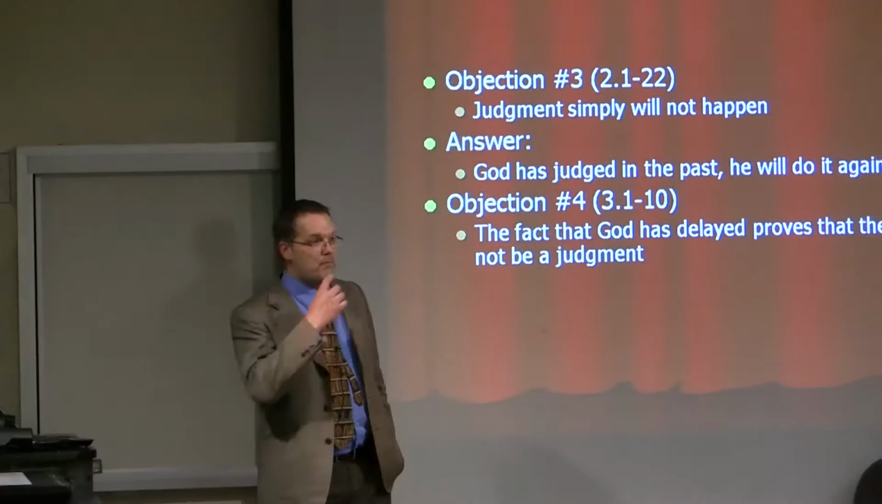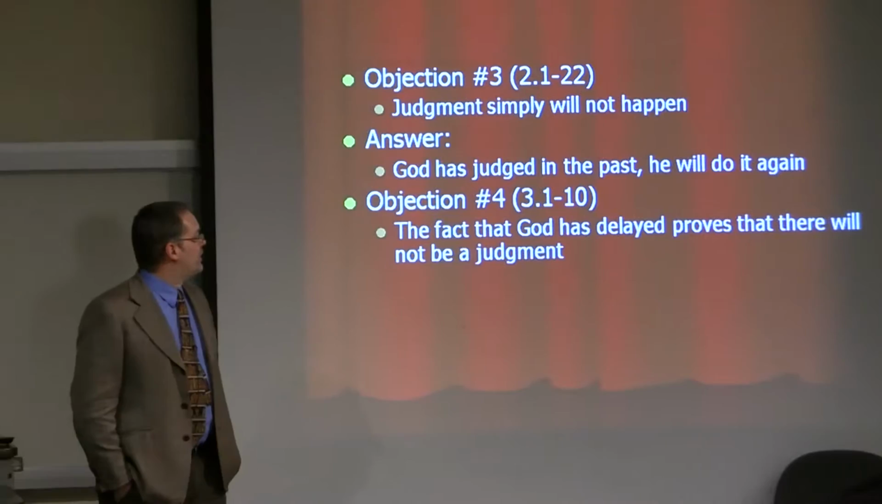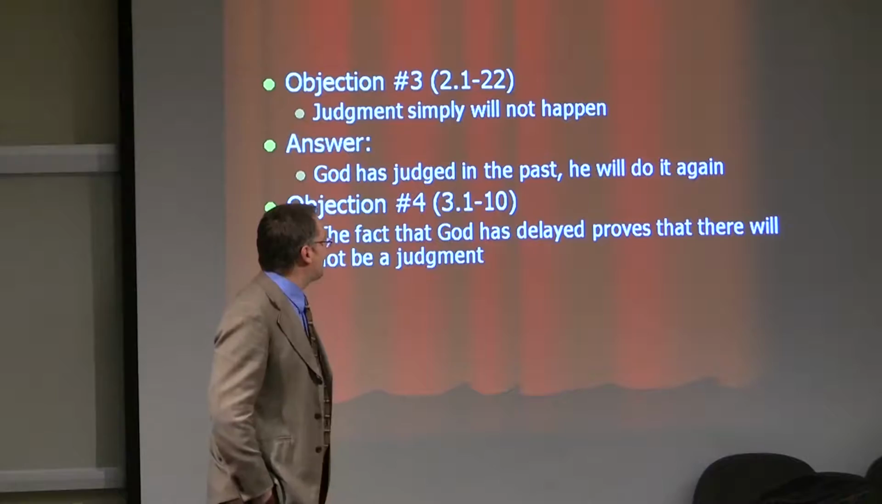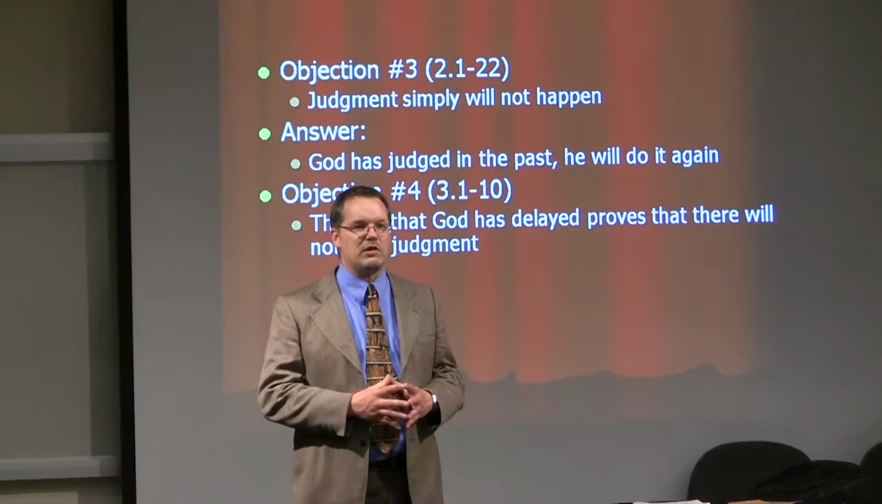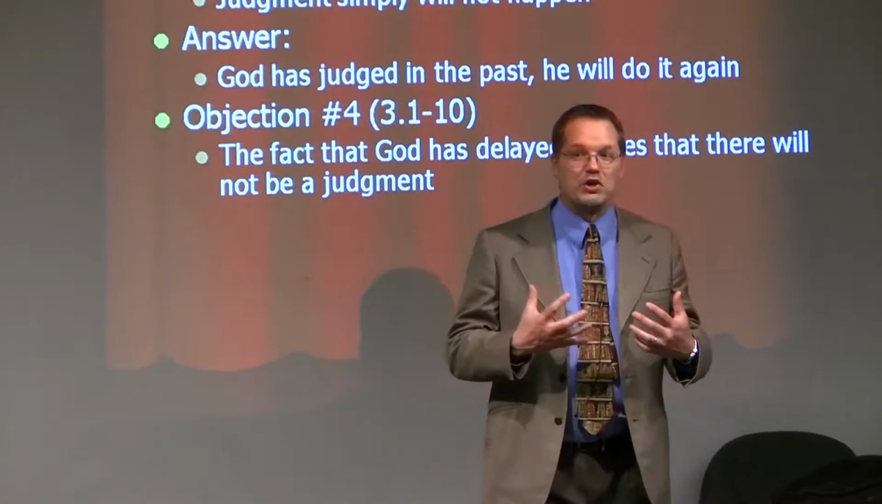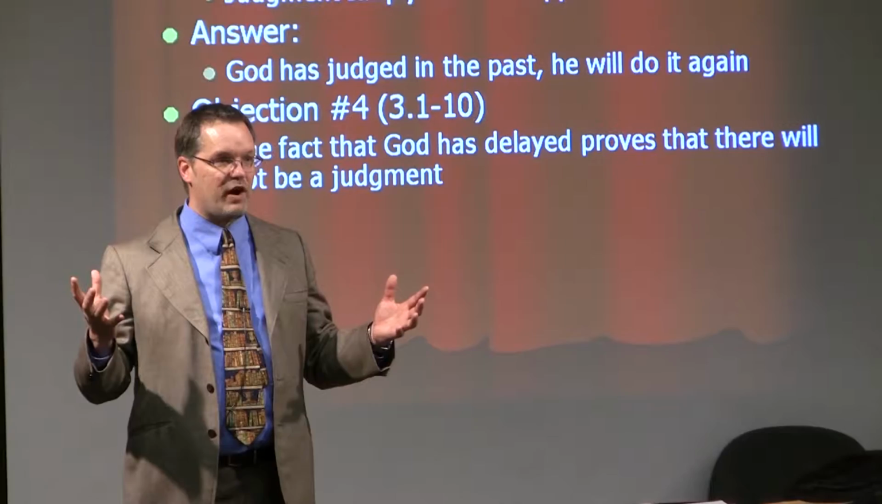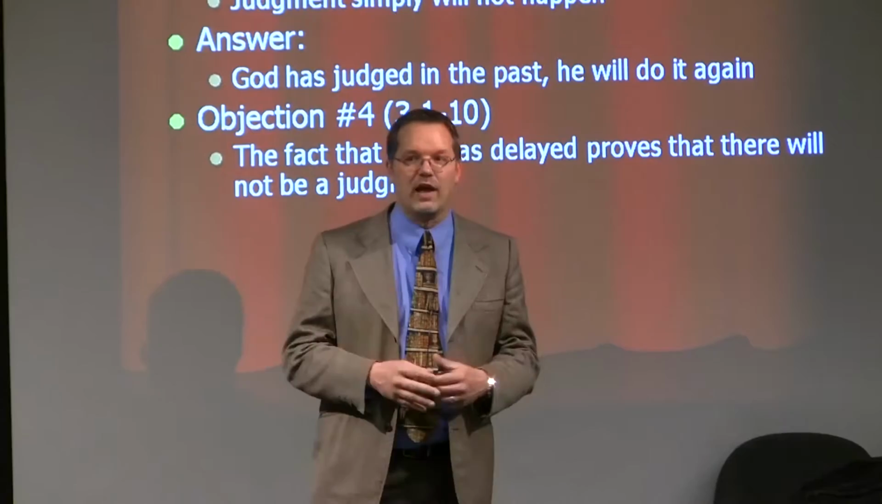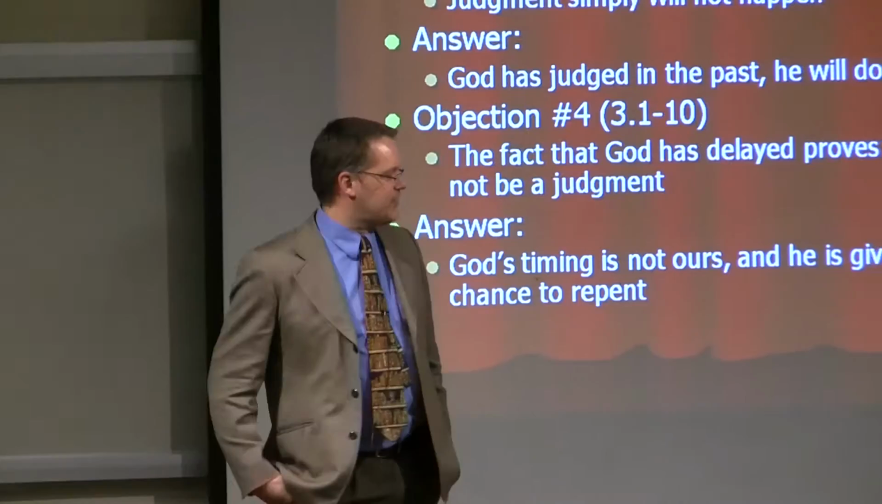Objection number four, in chapter 3, verses 1 through 10, is the false teachers also seem to be saying that the fact that God has delayed, the fact that God has not intervened to judge, suggests that there's not going to be a judgment. In other words, the fact that Christ has not come back for some time, despite what the apostle said, despite what the prophet said, it demonstrates that there's not going to be a judgment. Otherwise, why the delay? Again, Peter's answer, in chapter 3, 1 through 10.